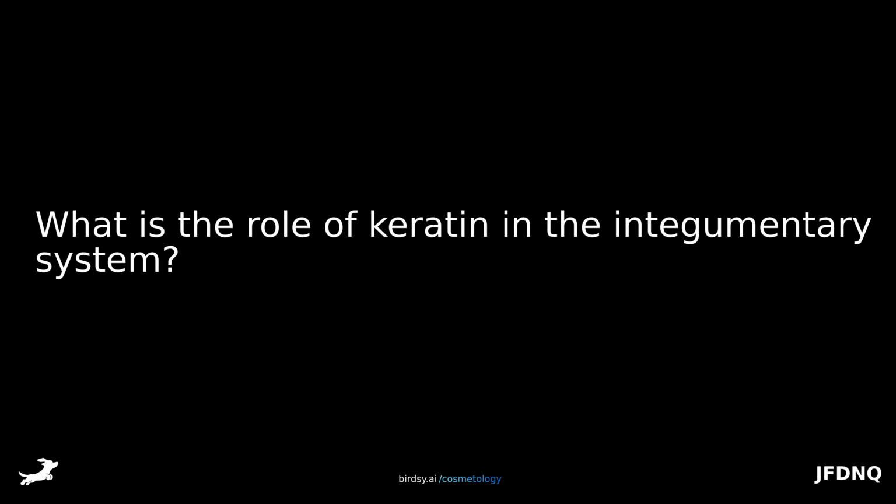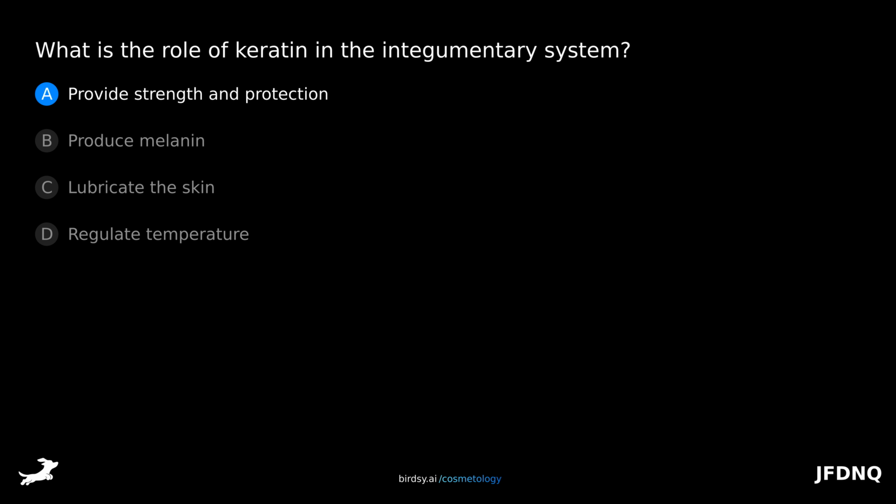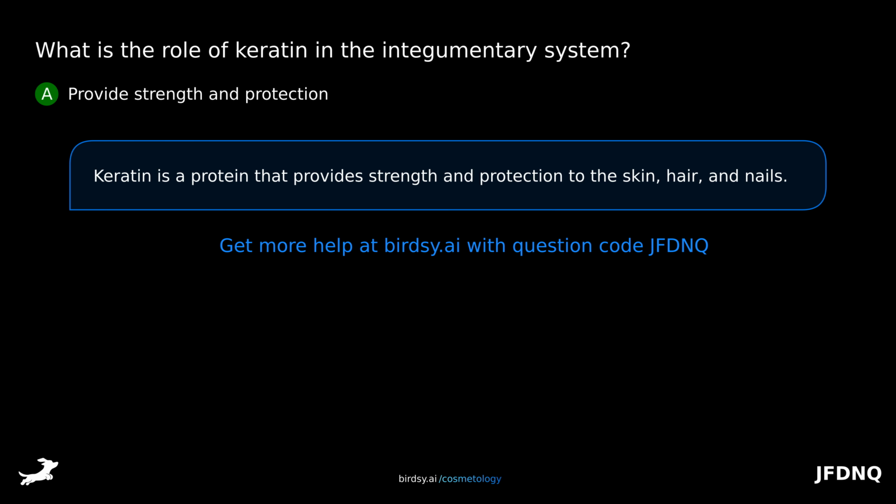What is the role of keratin in the integumentary system? Is it A, provide strength and protection, B, produce melanin, C, lubricate the skin, or D, regulate temperature? The answer is A, provide strength and protection. Keratin is a protein that provides strength and protection to the skin, hair, and nails.